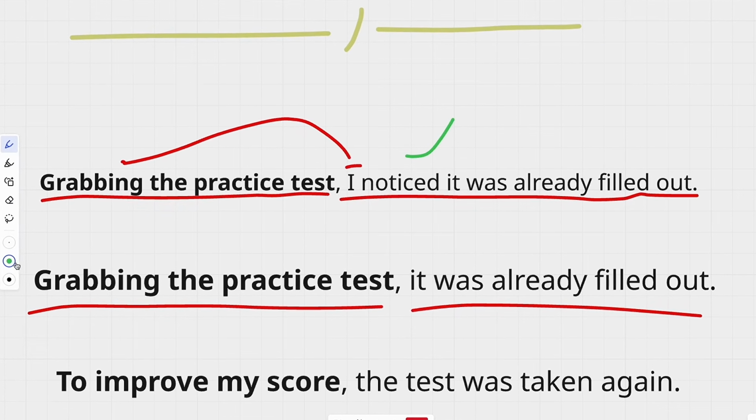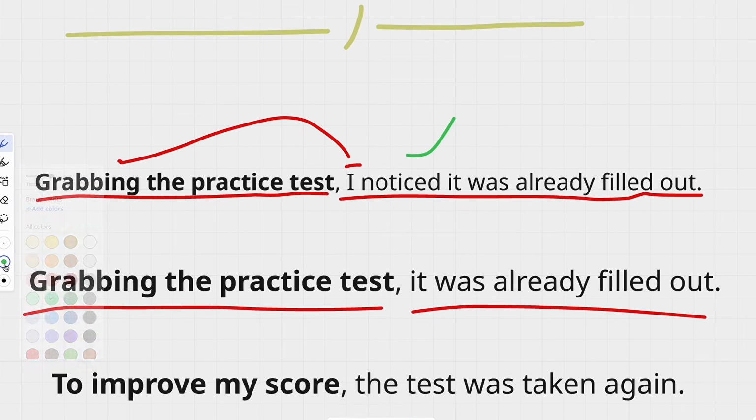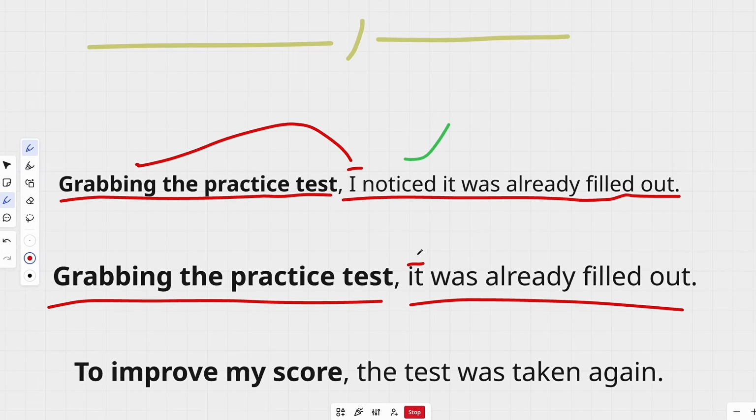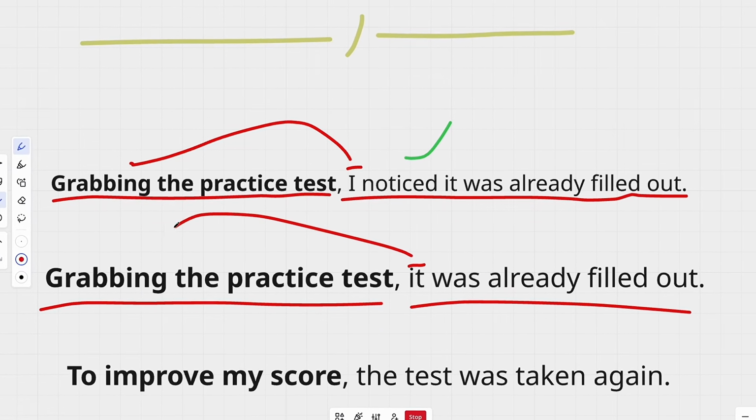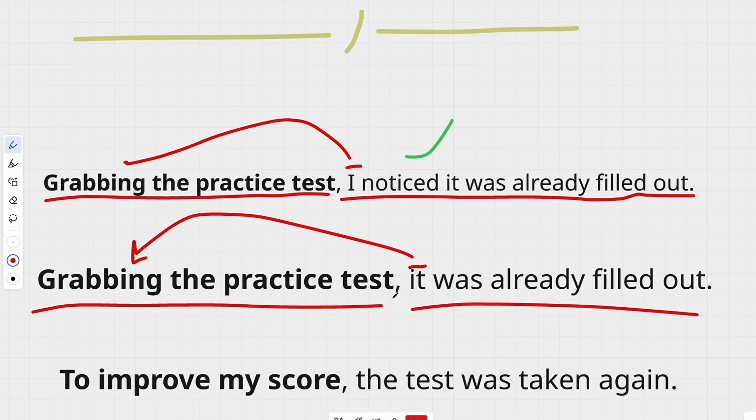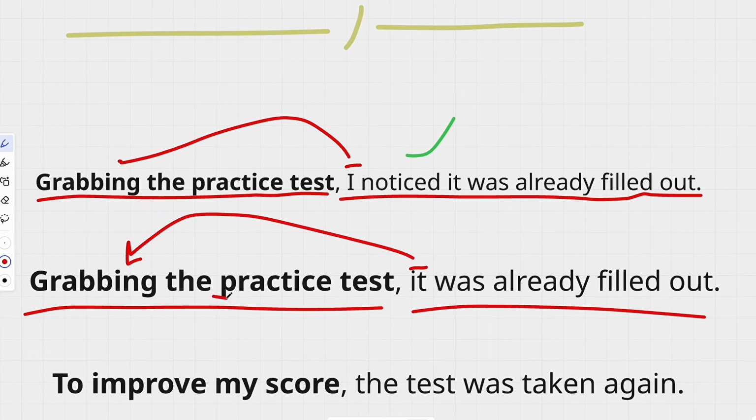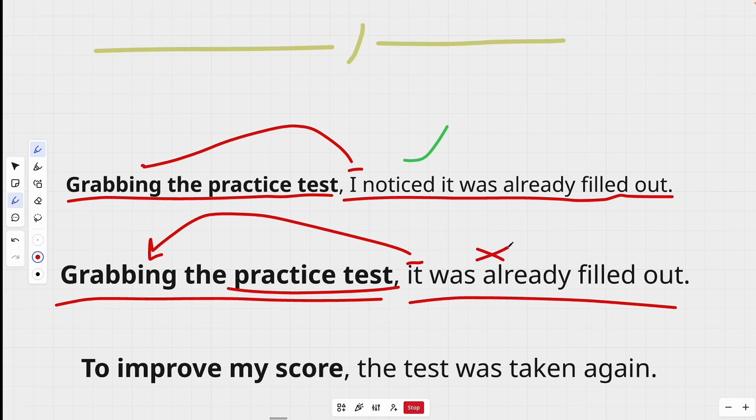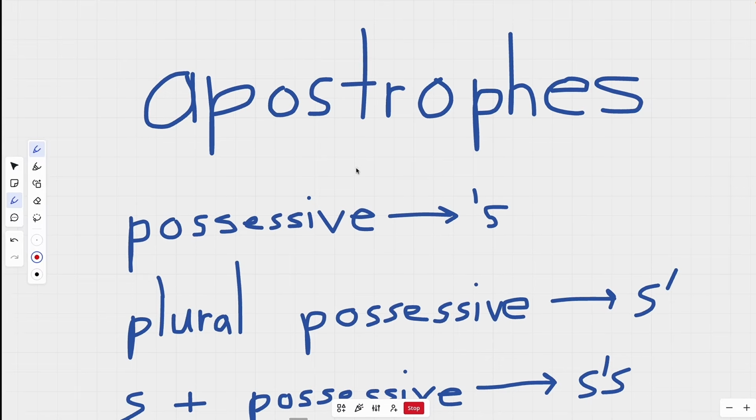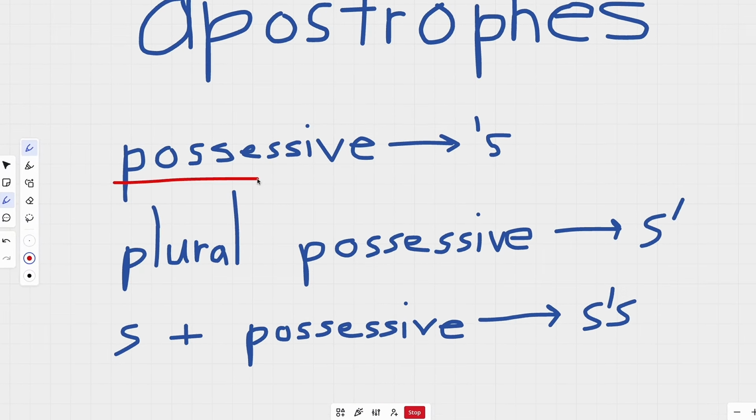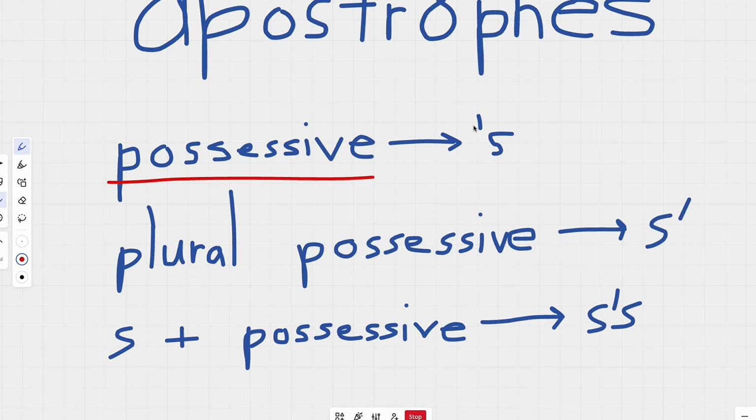But this one, look at this: "Grabbing the practice test, it was already filled out." It is the practice test. It was not grabbing the practice test, if that makes sense. It is the practice test, at least how it's being said. So this would not be correct because when you say "grabbing the practice test," it basically implies that the next word will be what was grabbing the practice test, not just a word that describes the practice test.